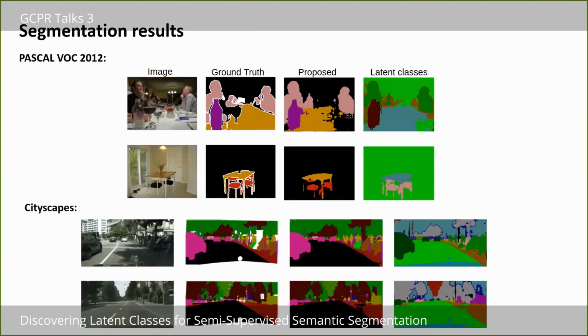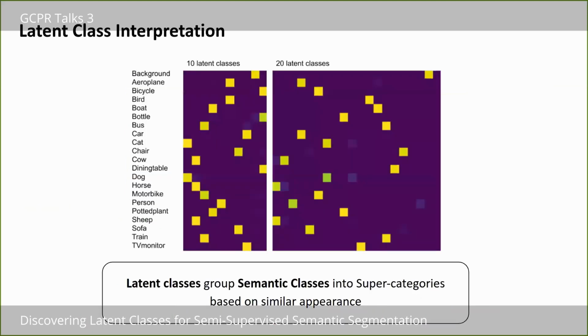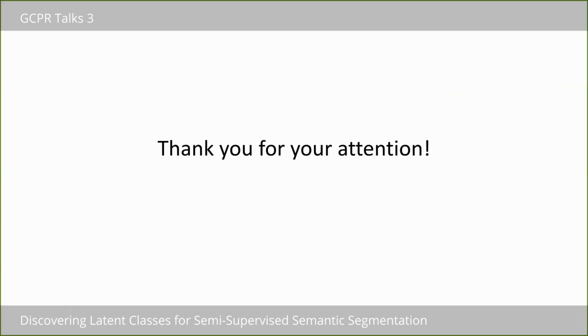Our model achieves state-of-the-art results on two major semantic segmentation datasets for different labeled data fractions. We also show that discarded Latin classes have an intuitive meaning, since they learn to group semantic classes into supercategories based on similar appearance. Check out our paper for more details.